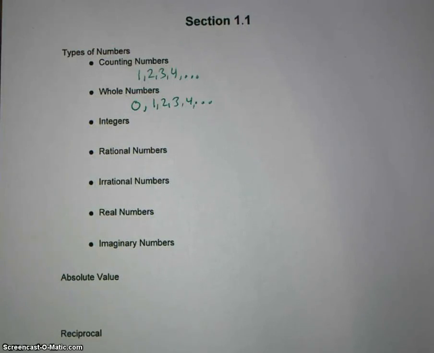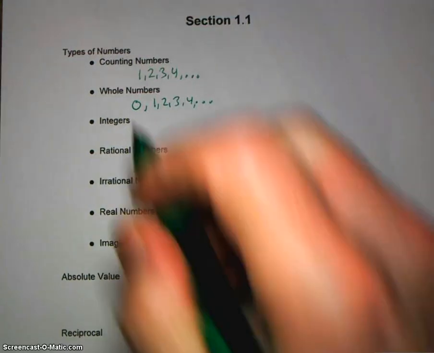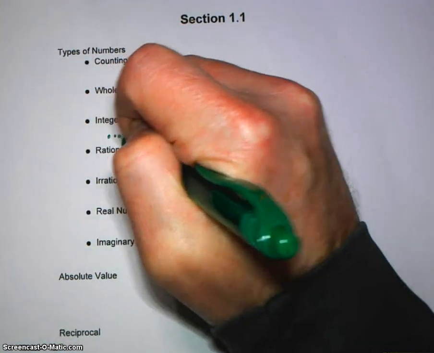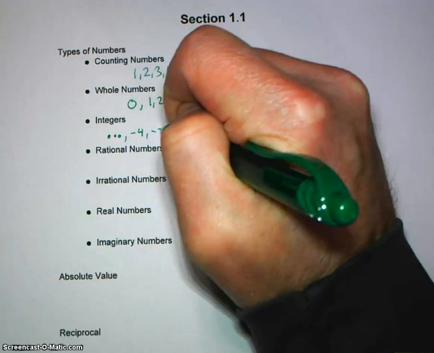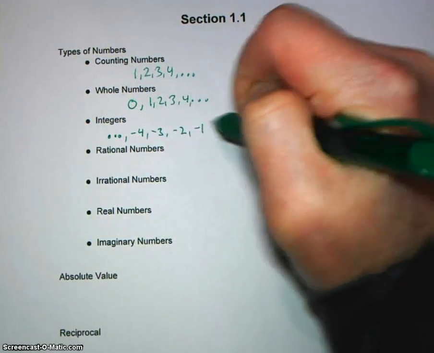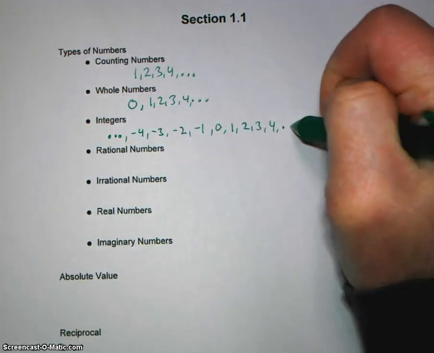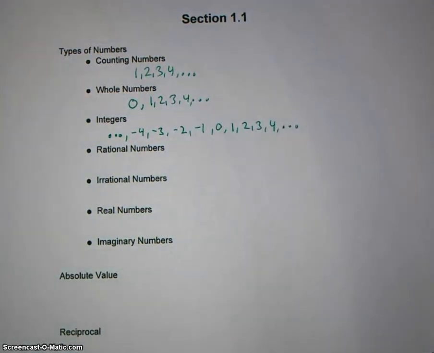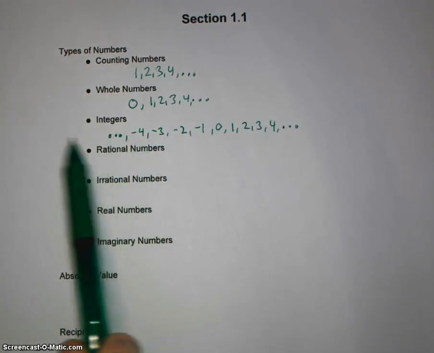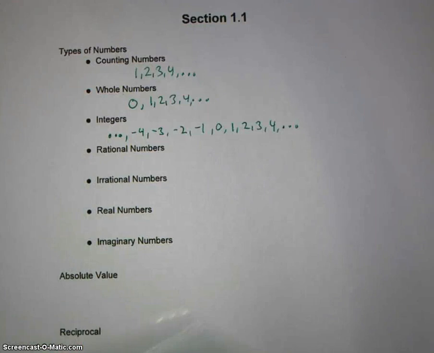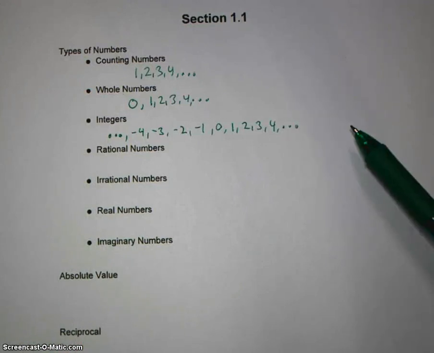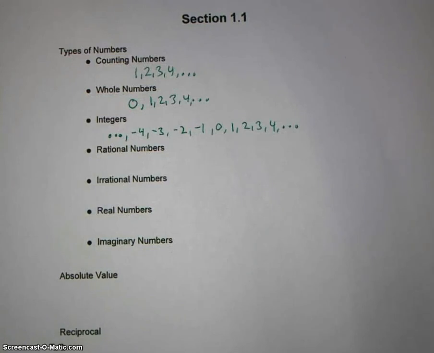For integers, I throw in all the negatives of the whole numbers. So we might write dot, dot, dot, -4, -3, -2, -1, 0, 1, 2, 3, 4, dot, dot, dot. Again, the dot, dot, dot means this goes forever in both directions. So you get numbers like -36 million. You get positive numbers like 14,283, and so on and so forth. Those are called the integers.